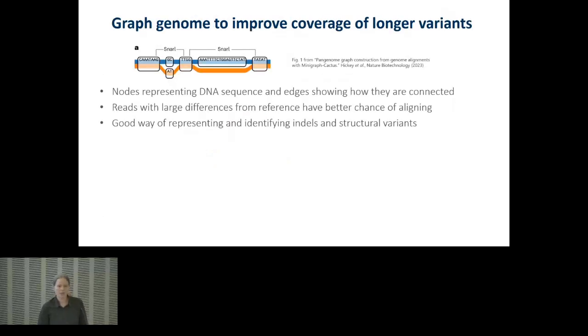And one large change that I have made to try and improve coverage of longer variants is to use a graph genome instead of a linear reference genome to find fragments. If you're not familiar with graph genomes, they consist of nodes that represent DNA sequence and edges showing how they're connected together in each genome. In this very small toy example, we have two genomes, blue and orange.